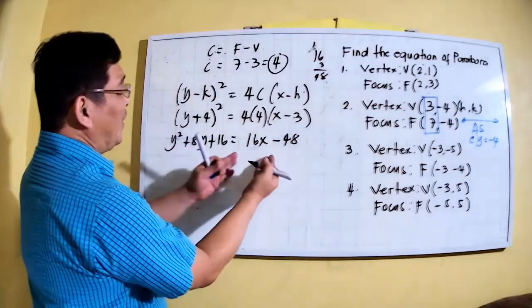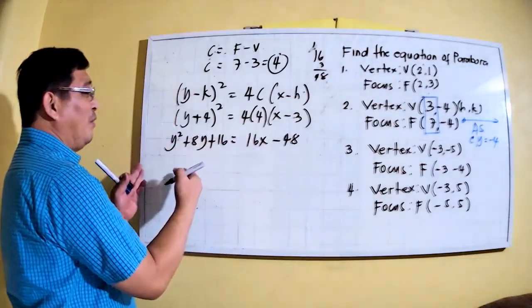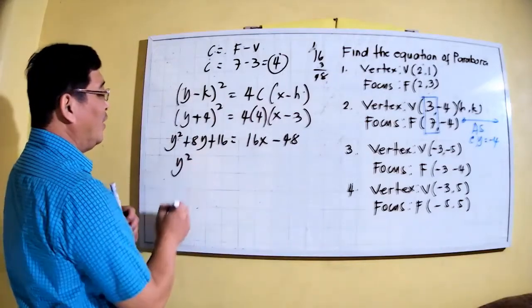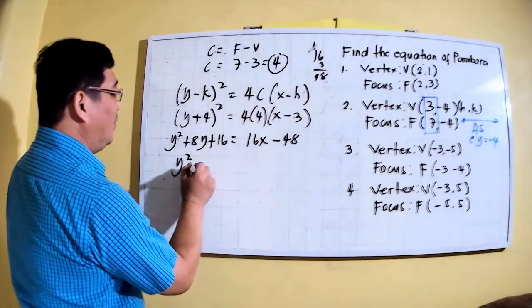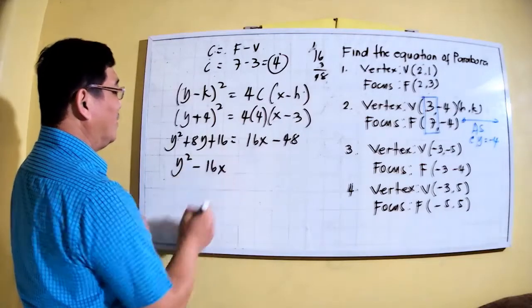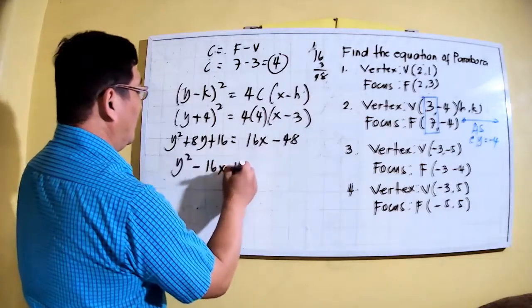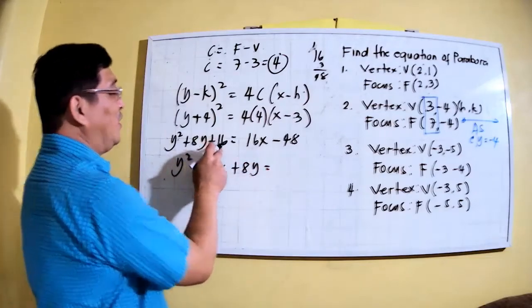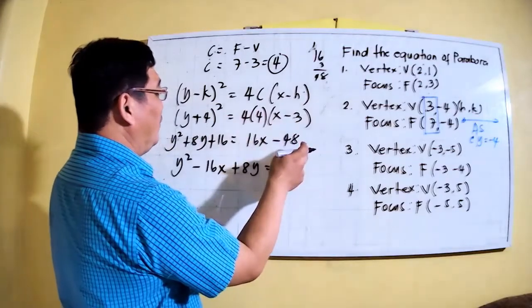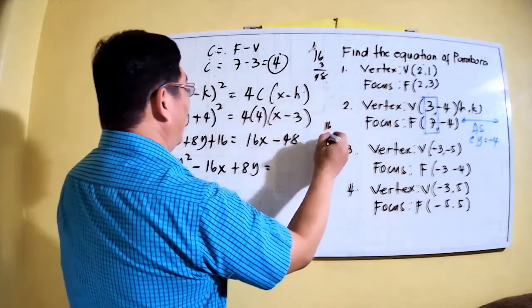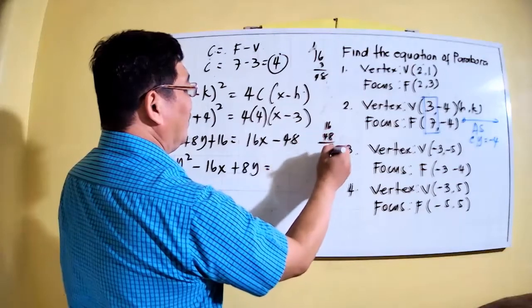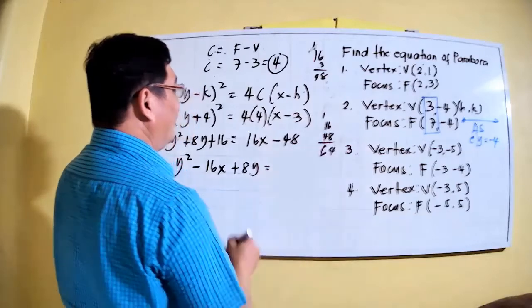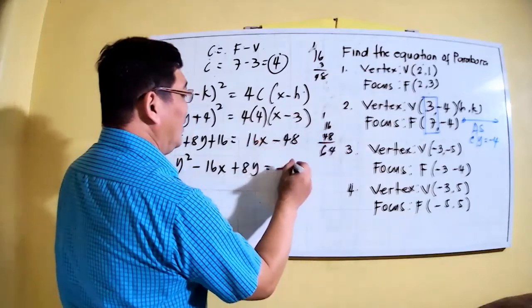And then, ilipat natin itong may variable sa kabila at yung constant sa kabilang side. We have here y square, unahin yung y square, and then negative 16x, tapos yung 8y, plus 8y is equals to, then 16, positive 16, magiging positive. We have here 16 plus 48 is equals to 4, carry 1, 64. That's negative 64.